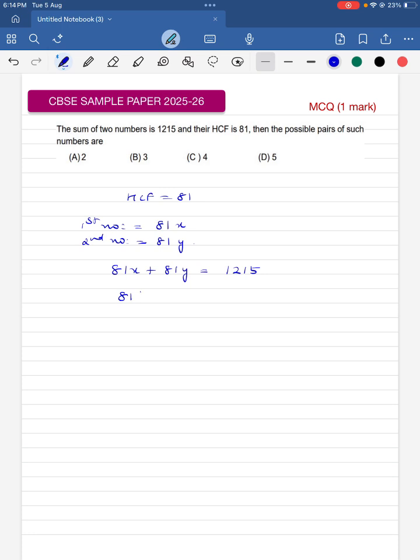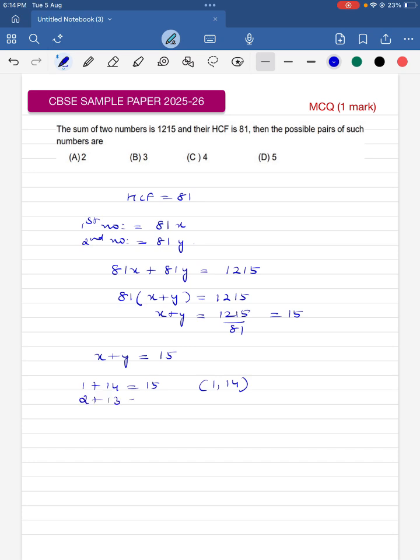Let me take 81 common, and x plus y is equal to 1215, or x plus y is equal to 1215 divided by 81, which is equal to 15. Now I can write out all combinations of numbers which give me x plus y is 15. So 1 plus 14 is equal to 15. So the first combination is 1 comma 14.